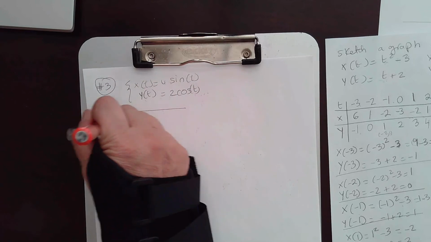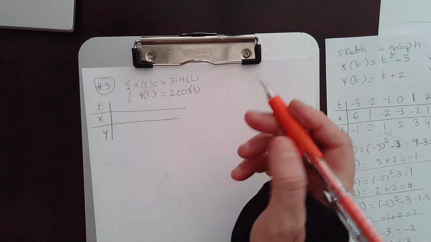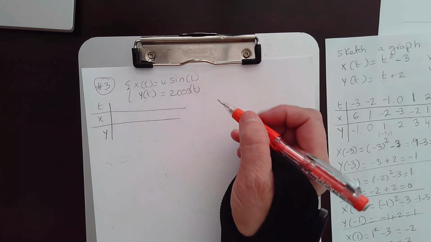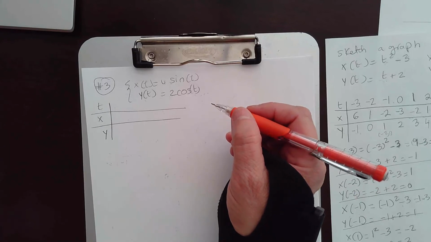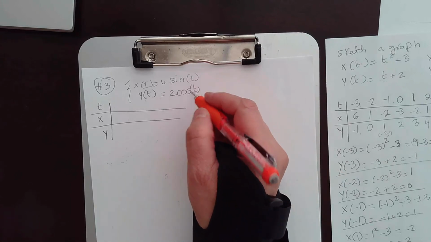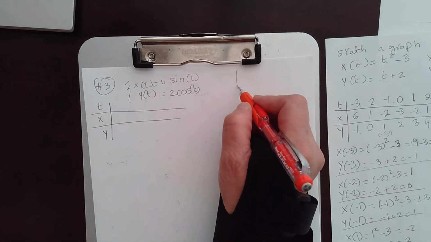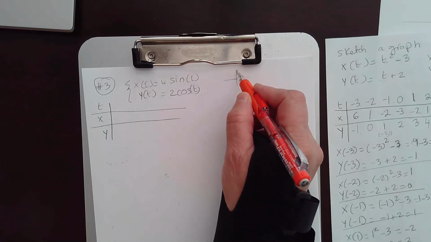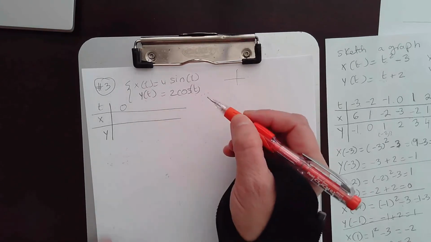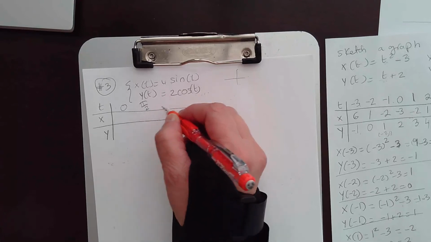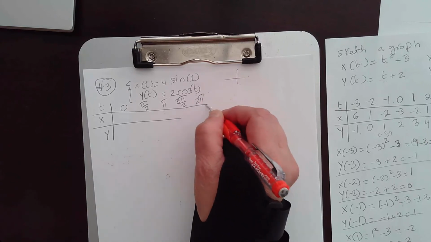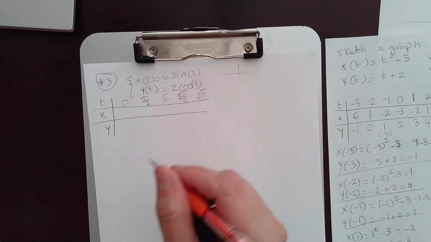So select different values of t. Now, since we have a sine and cosine, you probably want to use radians, like 0, pi over 2, pi, 3 pi over 2. So let's do this: 0, and then pi over 2, pi, 3 pi over 2, and 2 pi. You'll see what I mean in a second.